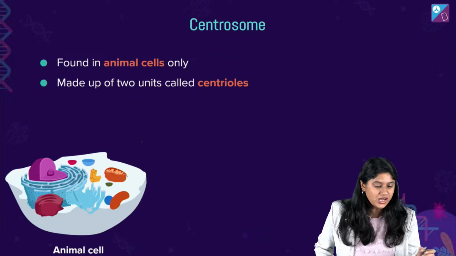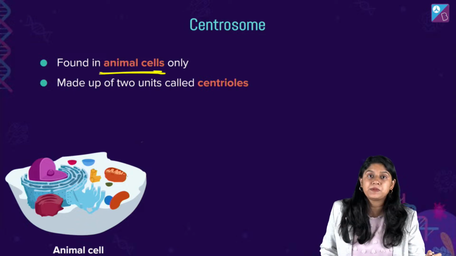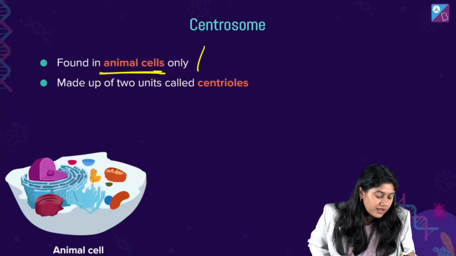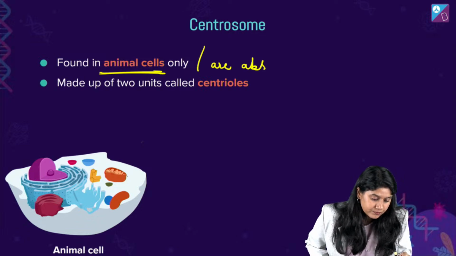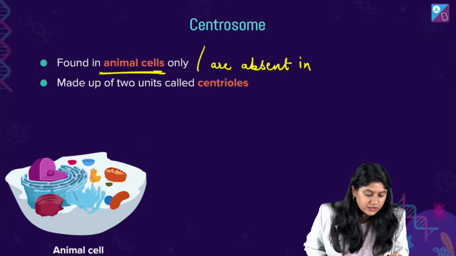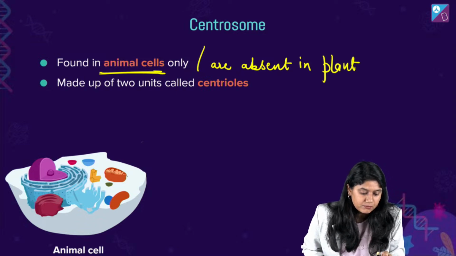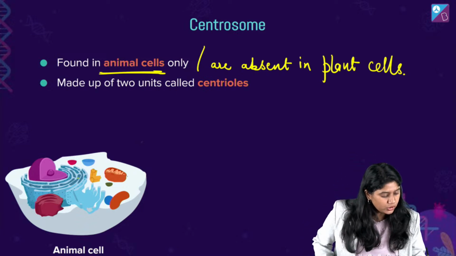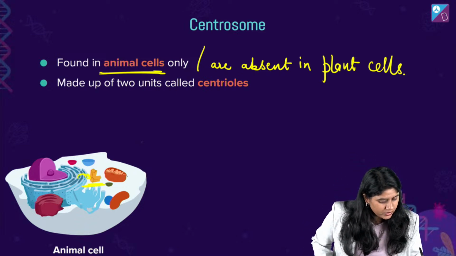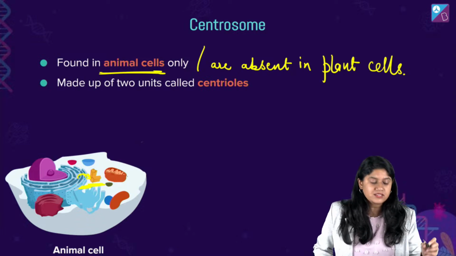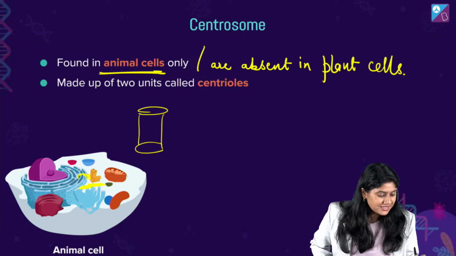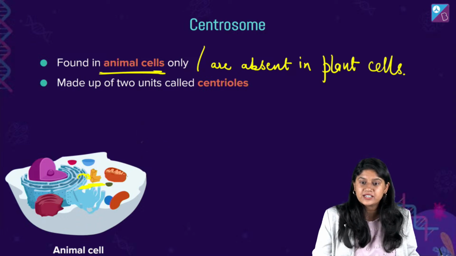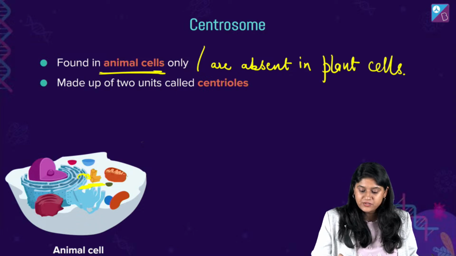Centrosomes we always find only in animal cells, not in plant cells. So we can write that they are only found in the animal cells and are absent in the plant cells. Okay? They are usually found very close to the nucleus. See, we can see over here. They are found very close to the nucleus, and the centrioles are kind of cylindrical structures. Clear?